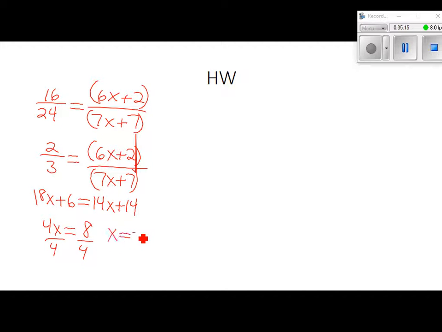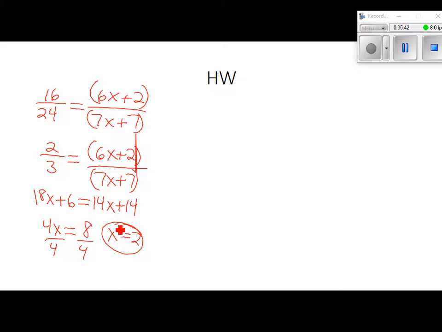x equals 2, so I must have done something wrong in my math on the other one. Because now we got x is 2, and that sounds more feasible. If x is 2, how long is segment NL? Look at your paper, how long is it? 14? ML is 14, right?